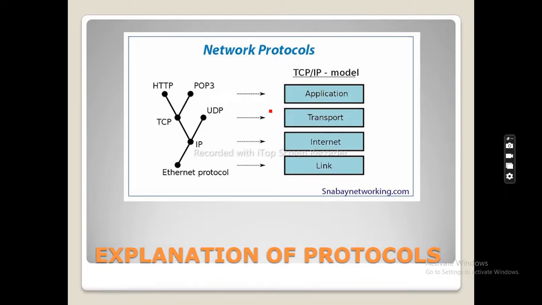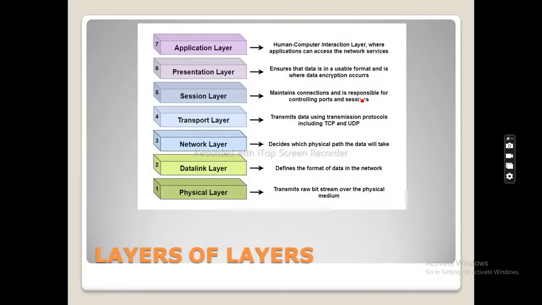This is the TCP/IP model. You can see there are some layers: at the bottom the link layer, then the internet layer, then the transport layer, and then the application layer. Now we have another model, called the OSI model, Open System Interconnection. At the first level there is the physical layer, then data link layer, network layer, transport, session, presentation, and then application.